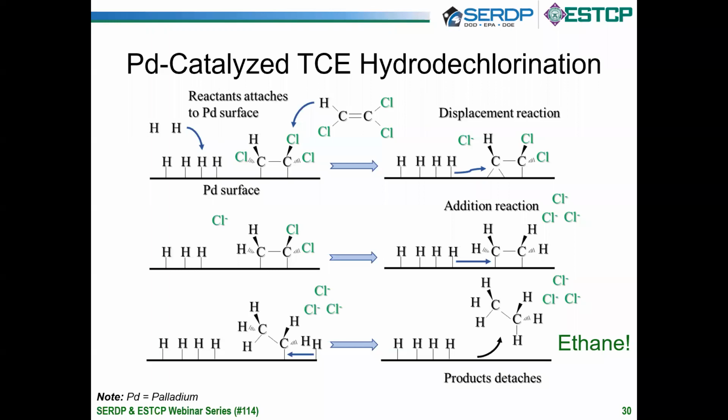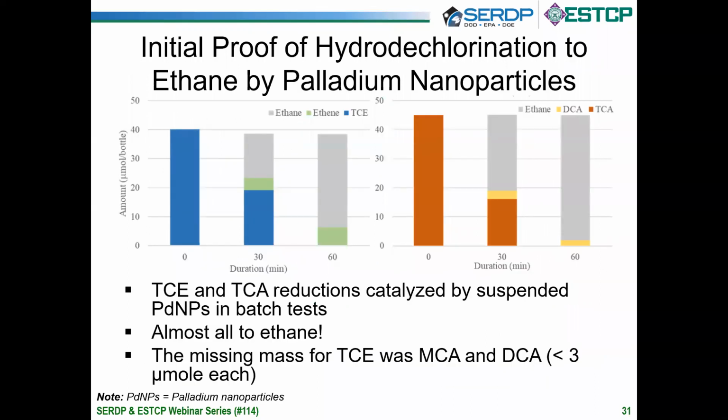What's really important here is that bottom reaction. Now we've got all the chlorines off already, and there's still one more step of reduction, and that is the formation of ethane, which is released. So with this palladium catalyst, we can go all the way to reducing the ethene to ethane. That is really, really important to the success of this system.